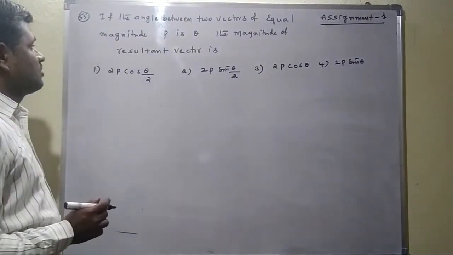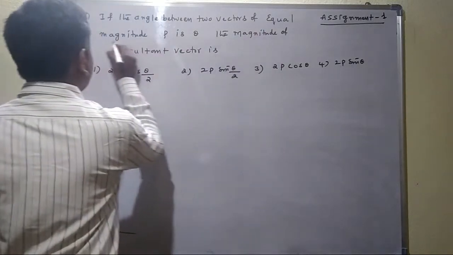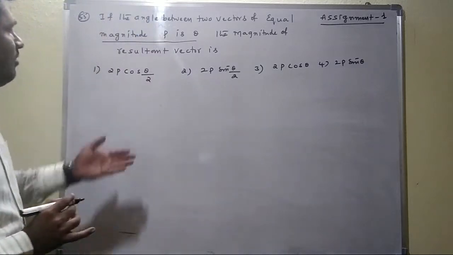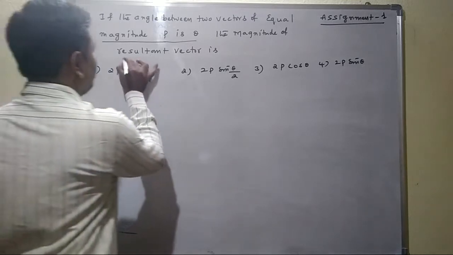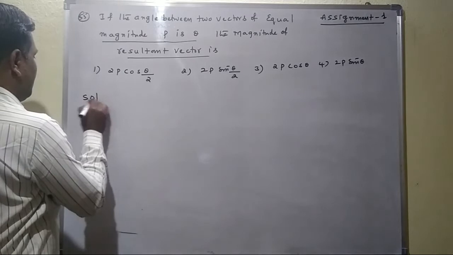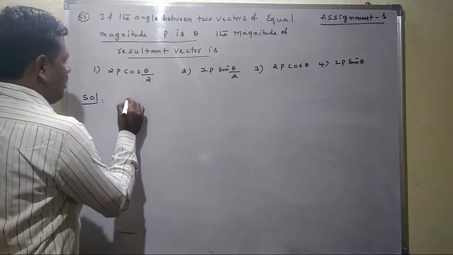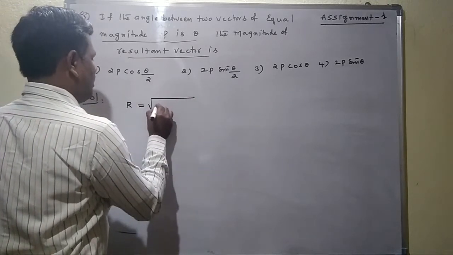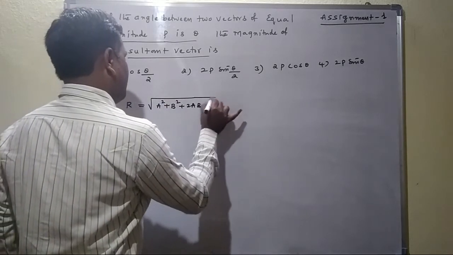Next, see question number 55. If the angle between two vectors of equal magnitude P is given as theta, they are asking for the magnitude of the resultant vector. According to the parallelogram law, we know the formula for the magnitude of the resultant vector R bar: R is equal to under root of A square plus B square plus 2AB cos theta.